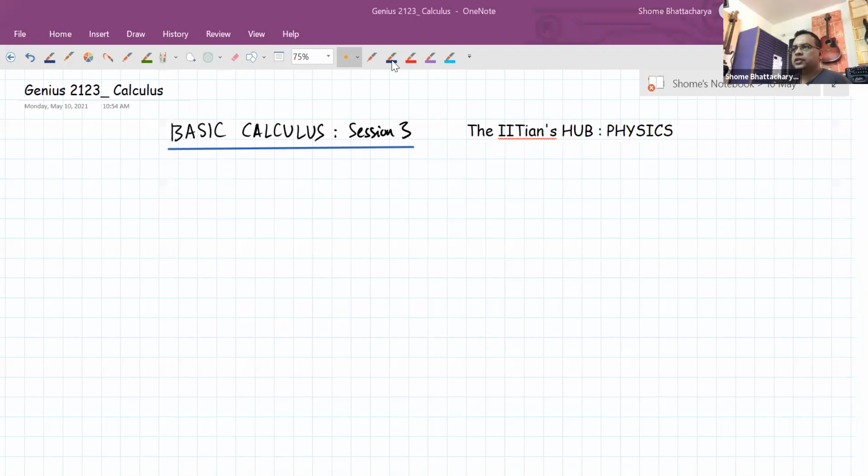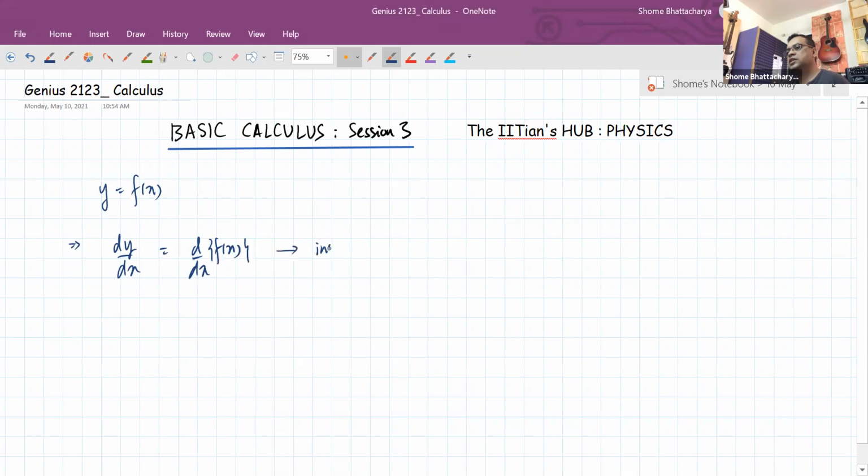Anyhow, a quick recap of the things that we learned about differentiation last time. We saw that if we have a function y is equal to f(x), then the process of differentiation applied to the function, or you can say the operation of differentiation applied to the function, gives us the instantaneous rate of change.